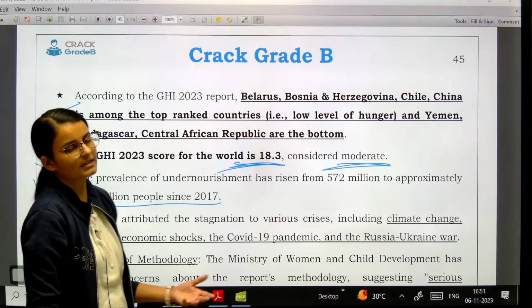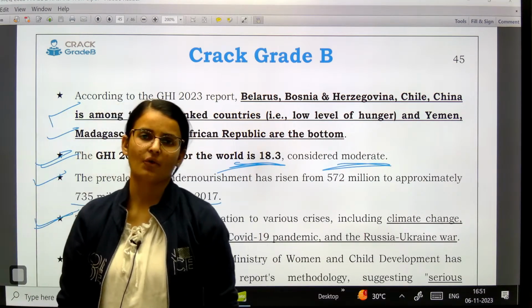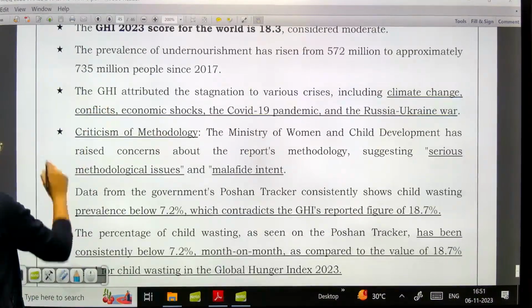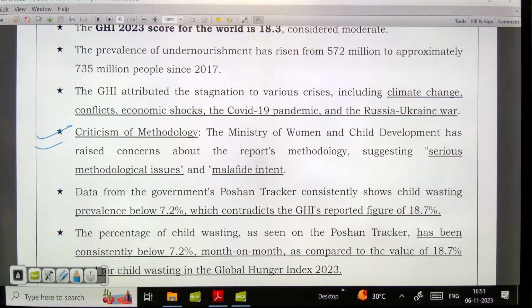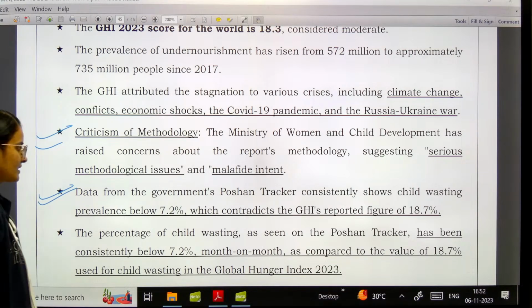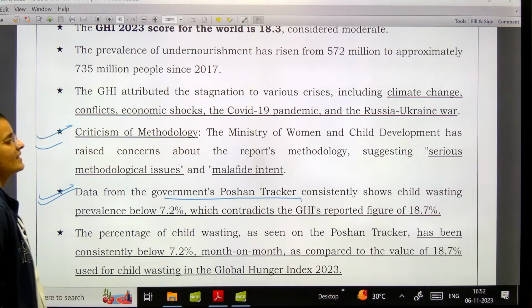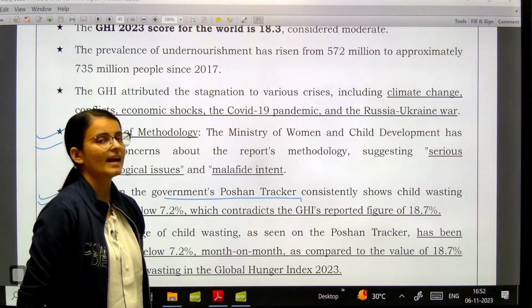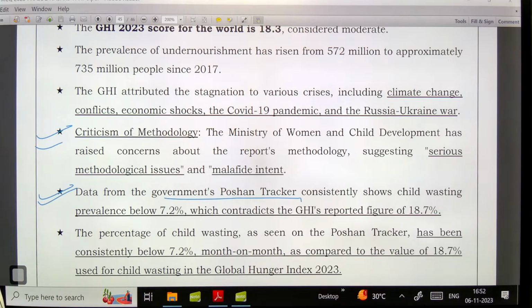Prevalence of undernourishment has risen from 572 to approximately 735 million since 2017, okay. The major reasons for such a score are climate change, the Russia-Ukraine war, COVID-19 pandemic after-effects, okay, and there is also criticism of the methodology by the Indian government. The Ministry of Women and Child Development has raised concern about the report's methodology, suggesting serious methodological issues and malafide intent, okay. And the data, because why? Because there is a mismatch between the data available on the government's Poshan Tracker, which consistently shows child wasting below 7.2, and GHI is showing child wasting at 18.7%. The percentage of child wasting as seen in Poshan Tracker has been consistently below 7.2, okay, on a monthly basis.